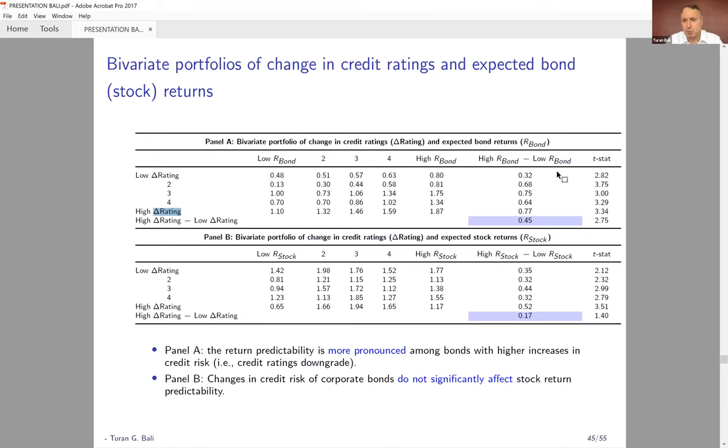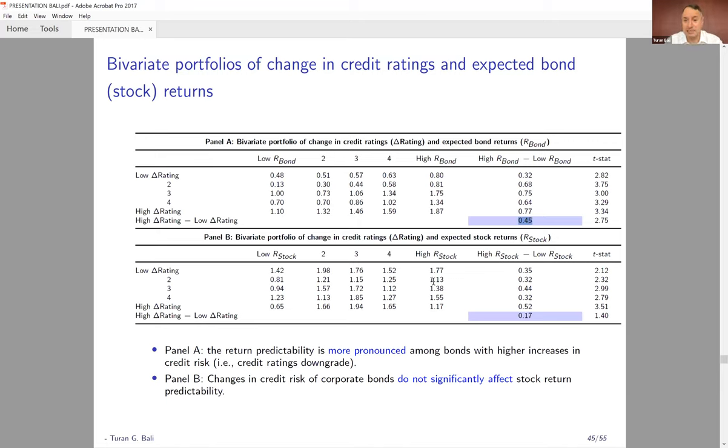As you can see in the last two columns, we have pervasive bond return predictability, large return spreads, highly significant for all quantiles of ratings downgrade. But there's a significant difference between low ratings change and high ratings change. We are talking about a 32 basis point return spread for bonds with low ratings downgrade, and approximately 77 basis points per month return spread for bonds with large ratings downgrade. The return spreads are increasing almost monotonically. And when we do the diff and diff test, the difference is about 45 basis points per month. So these results indicate that ratings downgrade results in a negative price response followed by higher future returns. So basically, this is our risk story for bond return predictability based on the ratings downgrade and expected return forecast.